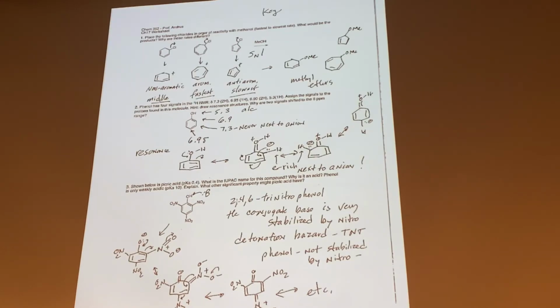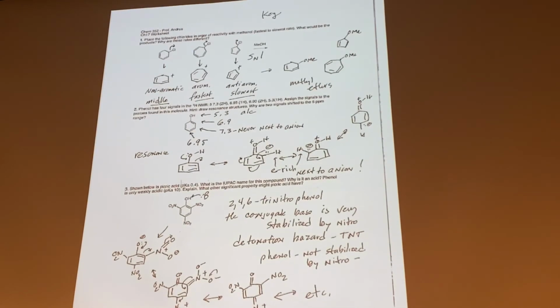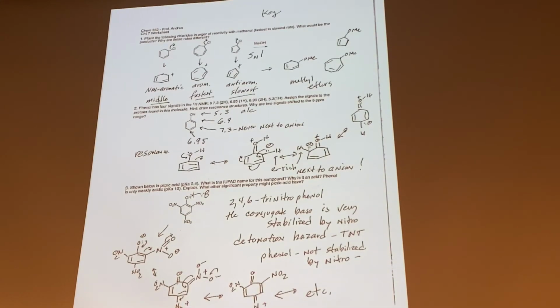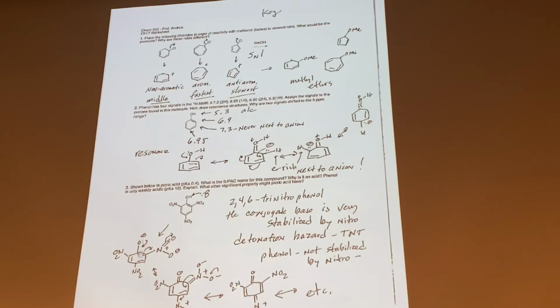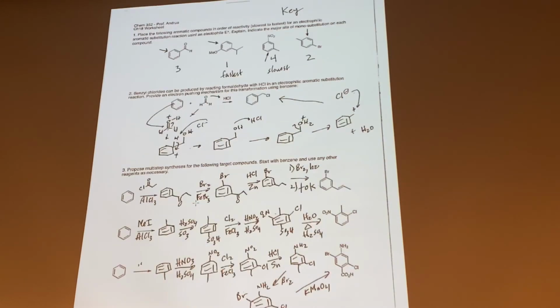pKa one, I like this one. Trinitrophenol. It's also called picric acid. And that pKa right there, you're told, is 0.4. For phenol itself, the pKa is 10. So why is the trinitrophenol so much more acidic? Well, it's because when you take that proton off, the conjugate base becomes more stable, right? Because you have many more resonance structures out onto the nitro groups. And by the way, it is a detonation hazard like TNT. Picric acid is explosive material.